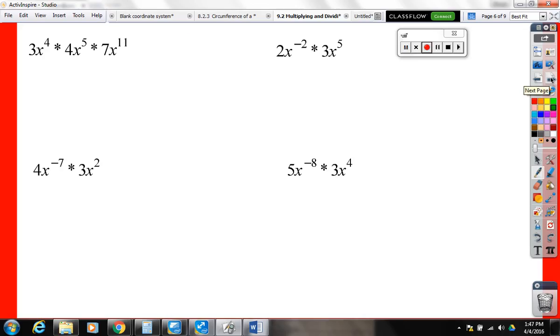Okay, any questions about this slide? Okay, let's look at this batch. This one has 3 terms that we're multiplying, but you just do it the same way. We're still going to multiply the coefficients. We're going to add the exponents. Evelyn, take a crack at that one.